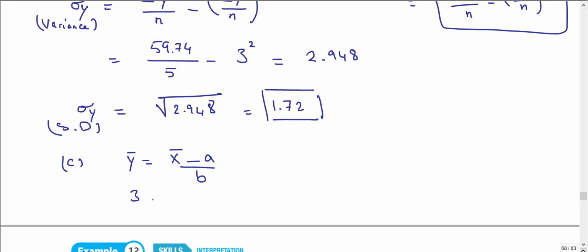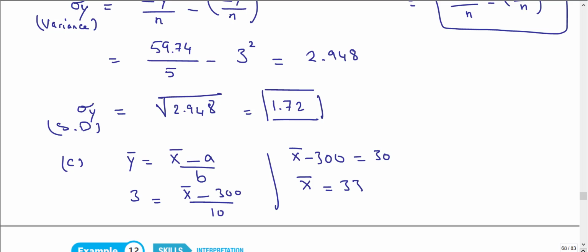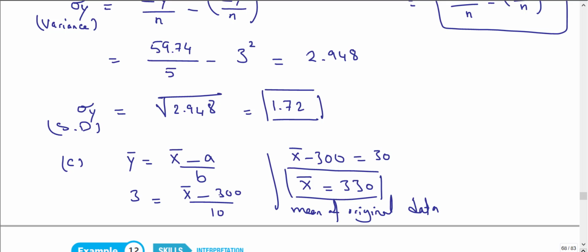3 equal the mean of the original minus 300 over 10. Cross multiply, you will get x bar minus 300 equal 10 times 3, which is 30. So the mean is 330. This is the mean of the original data. Which formula did I use? This one, the relation between the mean of the original and the mean of the coded.